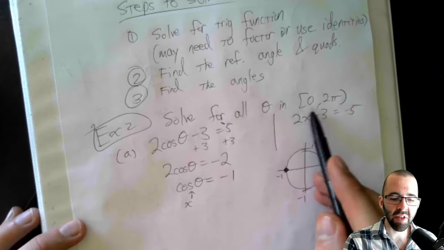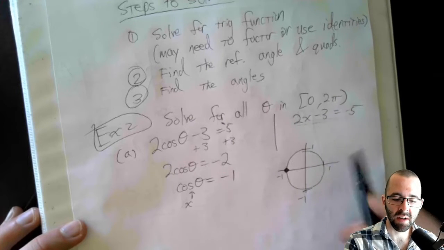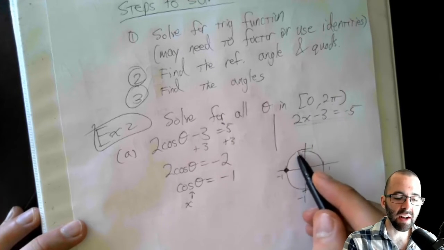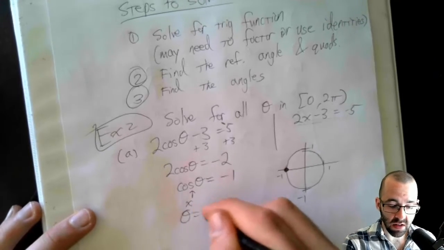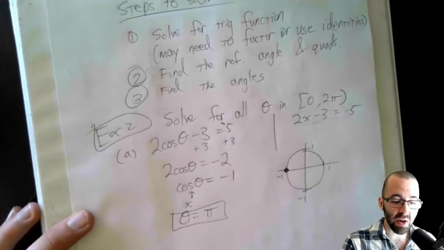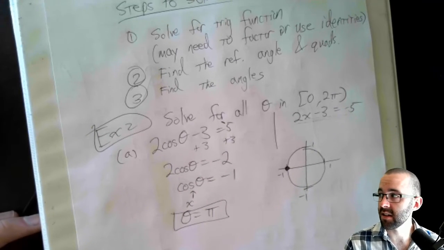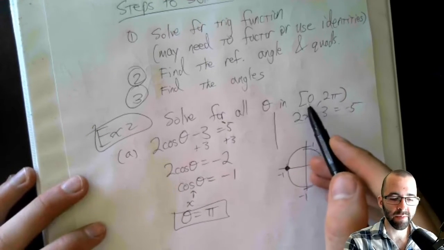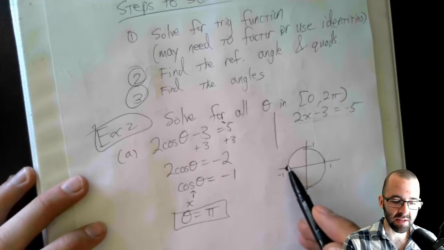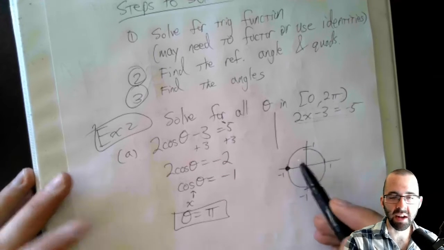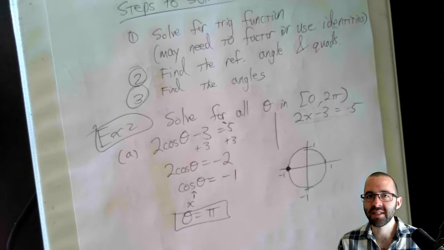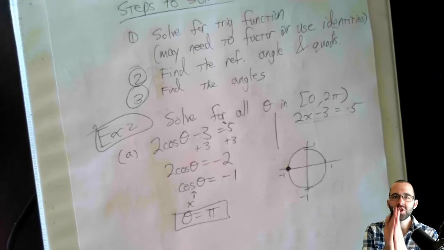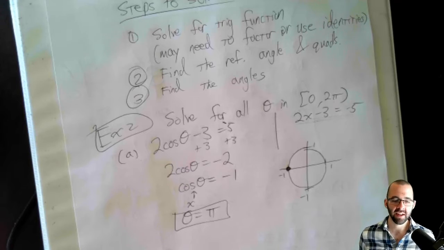But we only care about theta in 0 to 2 pi. So our answer is going to be 180 degrees or pi radians. And here, we are only going to have one answer because there's only 1 point, and we're not talking about all the coterminal angles. And the best news about this section is that you can check your answer, okay?